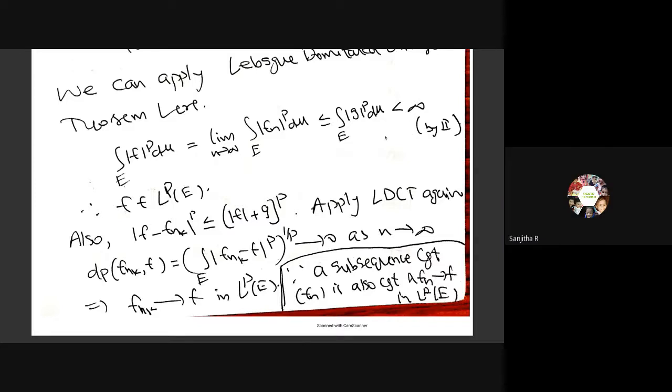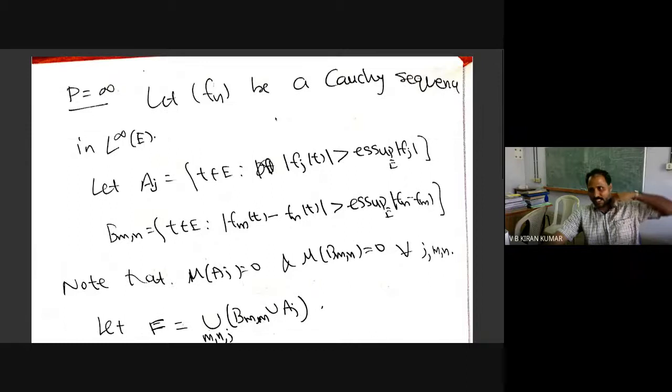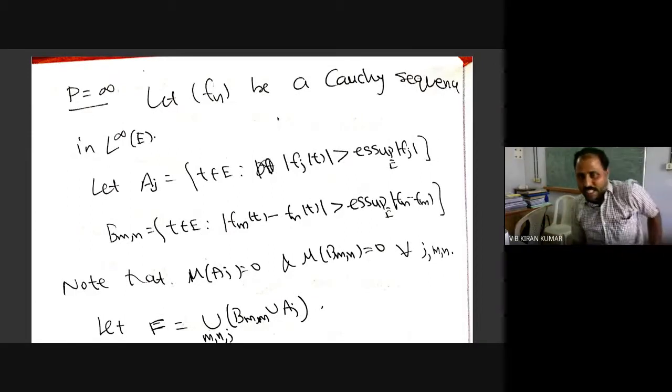Yes, sir. So we proved that L^p is complete provided p is finite. Now p equal to infinity. Here the metric is changed. It is the sup metric, I mean the essential sup metric. Now again we begin with a Cauchy sequence here.